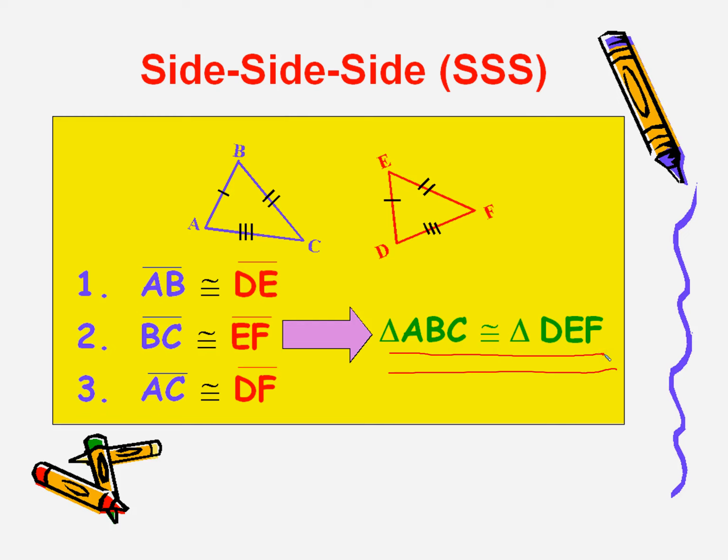So if we can just show the 3 sides of one are congruent to 3 sides of the other, you know the triangles are congruent. We didn't need to show all 3 sides and all 3 angles, just all 3 sides. And that theorem, or that postulate, is called the side, side, side postulate.